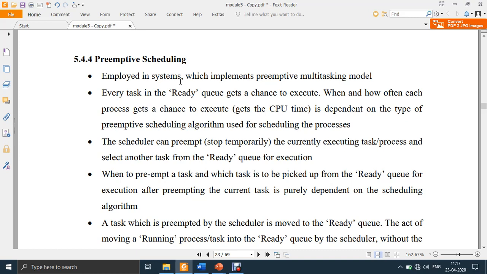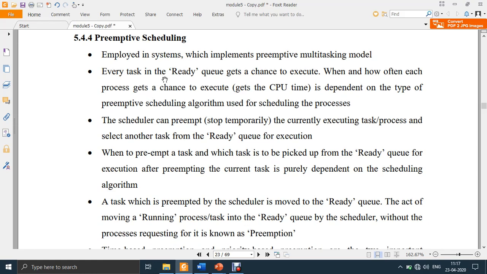The process which is using the CPU will not itself surrender the CPU, or let go of the CPU, but the scheduler will forcefully retrieve the CPU back from the process. So this is what preemptive means: forceful deallocation. Okay. So every task in a ready queue gets a chance to execute in preemptive multitasking. I gave an example yesterday. What was the example?